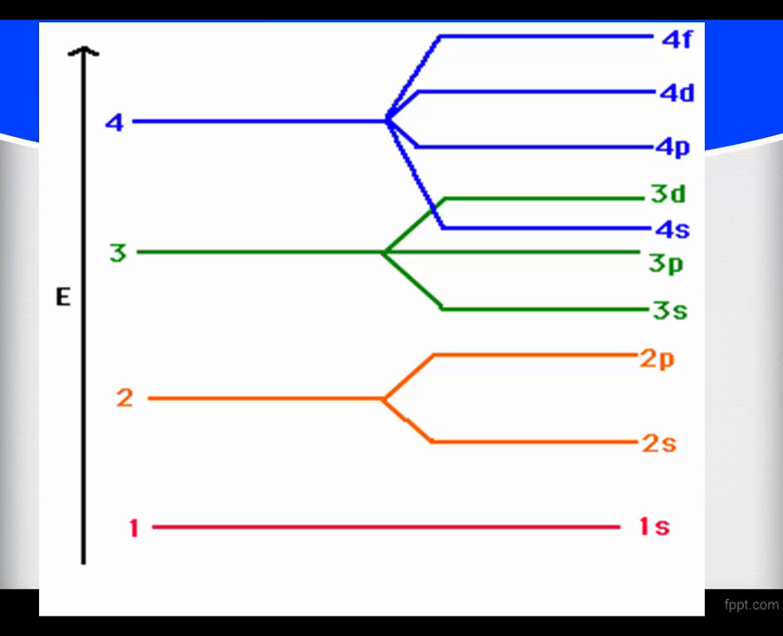Okay. This isn't important to have in your notes, but this is a diagram of energy versus energy level versus orbital. If you take a look at the left-hand side, you'll see that energy is increasing as we go up on this graph. The energy levels, the n's, are labeled 1, 2, 3, and 4 on the left side. So obviously a fourth energy level, n equals 4, is higher energy than n equals 1.